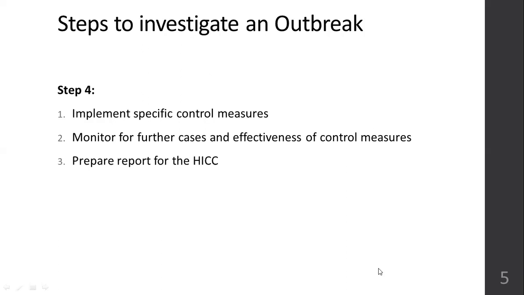Then prepare a report for the hospital infection control committee. You have to prepare a report for the hospital infection control committee on a daily basis until the outbreak is under control. A daily hospital infection control committee meeting will be held to find any non-compliances in infection control, the effectiveness of infection control, and the number of cases increasing day by day, to discuss that. So on a daily basis, the infection control committee meeting will be held, and you will have to be ready with the report. Involve all departments of the administration.